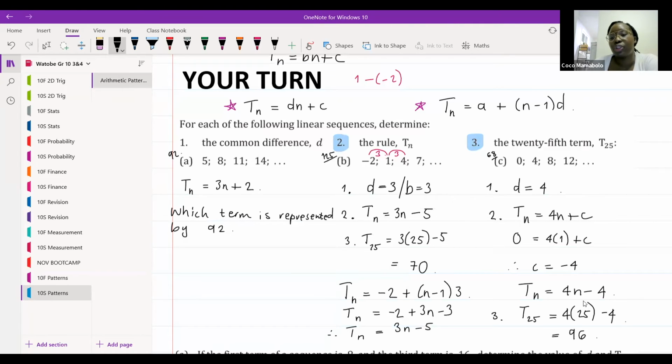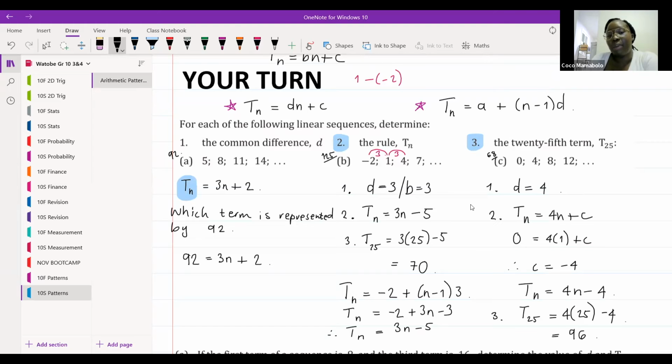Correct. Ooh, not n. We would not be replacing n with 92. What are we replacing 92 with? Correct. Replace n with 92. Not that way, the other way around. So we know that 92 is the actual term, and T stands for the term. So we're going to replace the whole of Tn with 92, and we're going to solve for n. So we're going to go 92 is equal to 3n plus 2, solve for n.